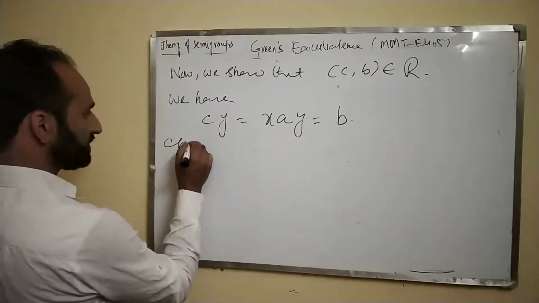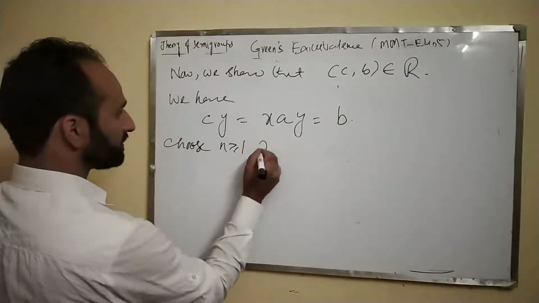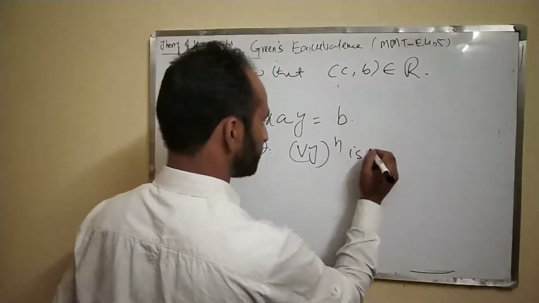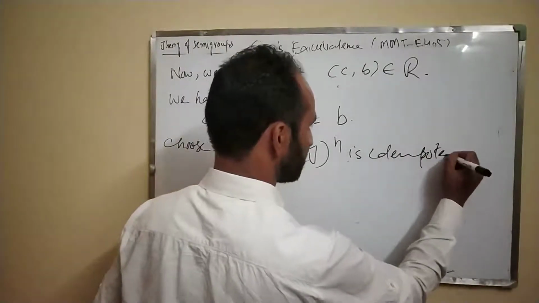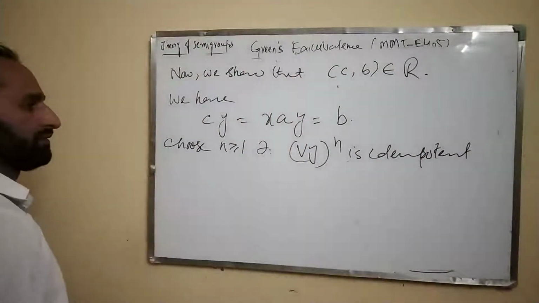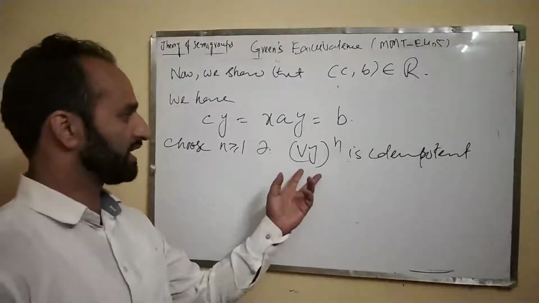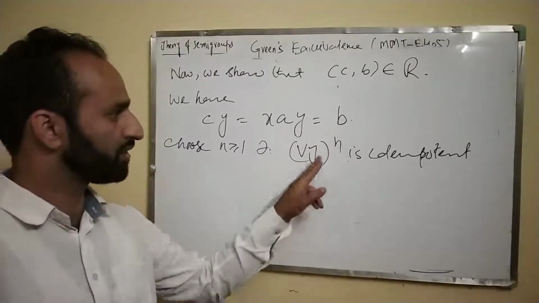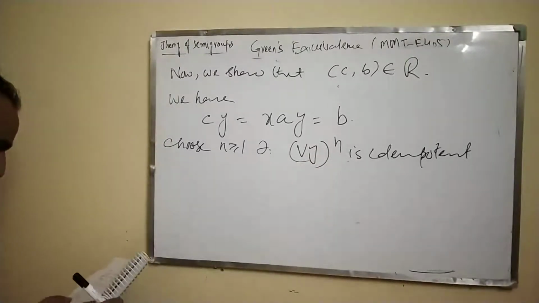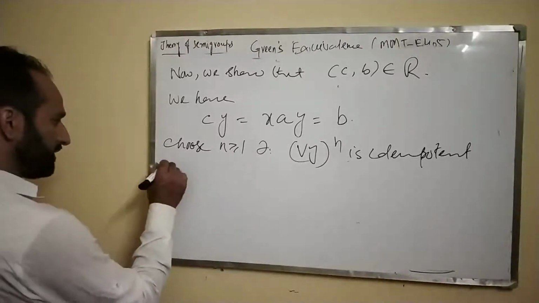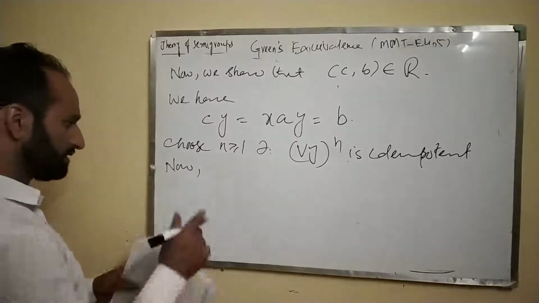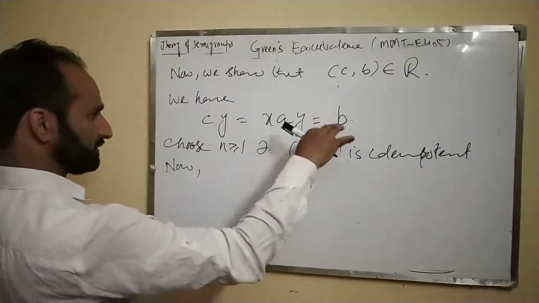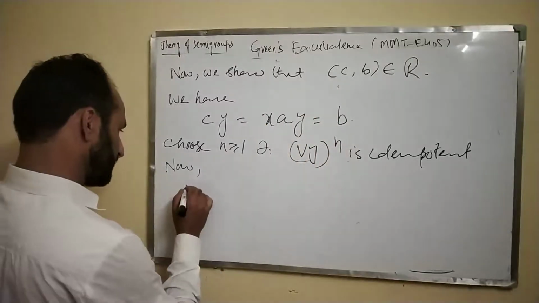Now let us choose n greater or equal to 1 such that this Vy power n is idempotent. This is because for any element of S, there exists a natural number n such that the element power n is idempotent. So Vy is an element of S, so we can find some natural number n such that Vy power n is idempotent. Actually, I have to show that C is equal to B times some element of S. So let's find this C.